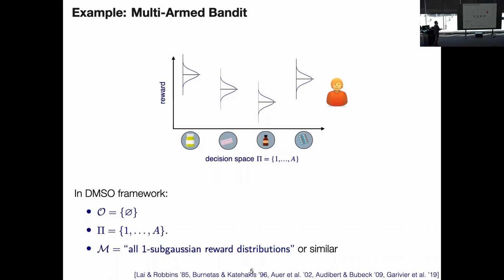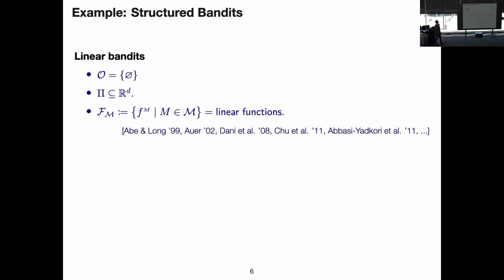So in our general framework, there are no observations besides the reward. The set O is just the empty set. Our decision space is 1 through big A, where A is just the number of decisions. And our model class is just going to be, let's say, all possible reward distributions. We're not really going to assume anything on the rewards, maybe beyond some basic regularity condition, like they have reasonable tails or they're bounded. Okay, now moving on.